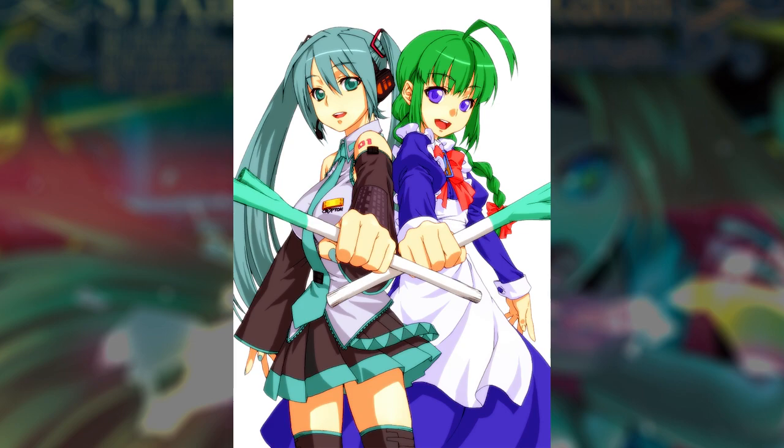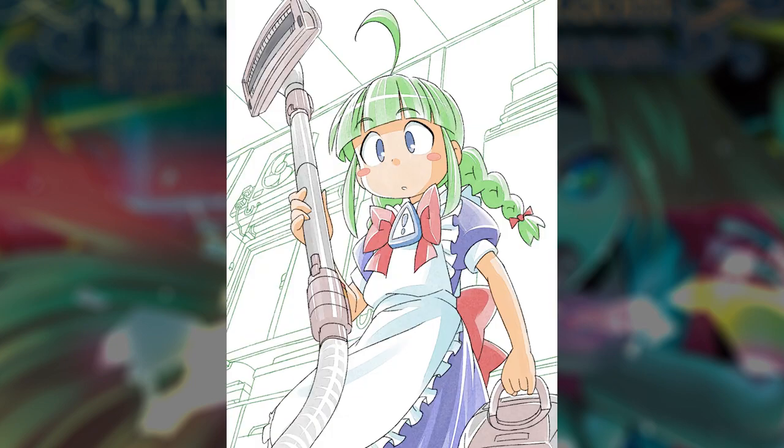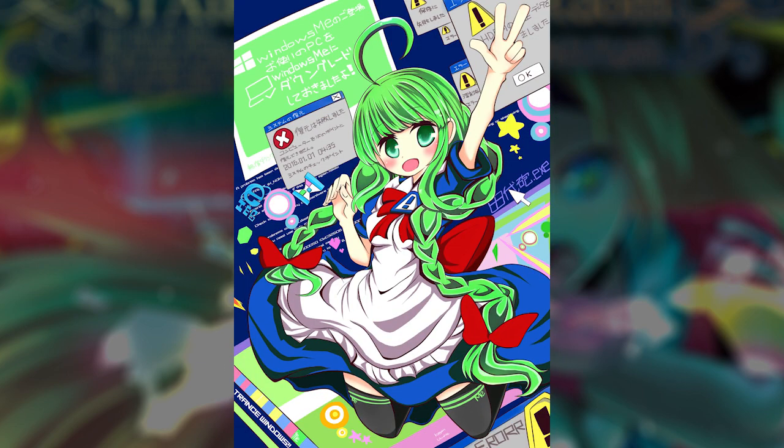You guys are familiar with the concept of OS-tan, right? Japanese people will turn anything into a mascot, especially a cute female mascot. And around the turn of the millennium, Windows ME's unstable nature made some Japanese artists think of it as a troubled, clumsy little girl, and ME-tan was born.